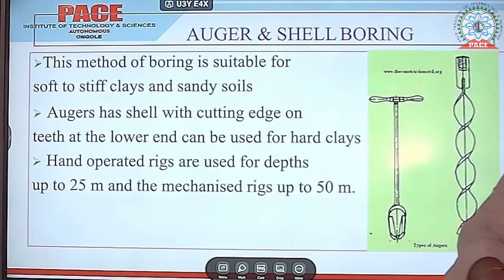Next, auger and shell borings. This method is suitable for soft to stiff clays, and in sandy soils also auger and shell borings are used. The auger shell with a cutting edge, with teeth at the lower end, can be used for hard clays. Hand operated augers are used for a depth up to 25 meters, and mechanical augers are used up to 50 meters.